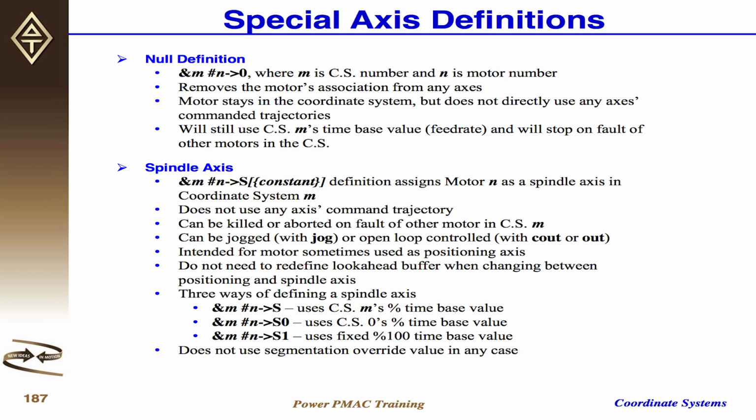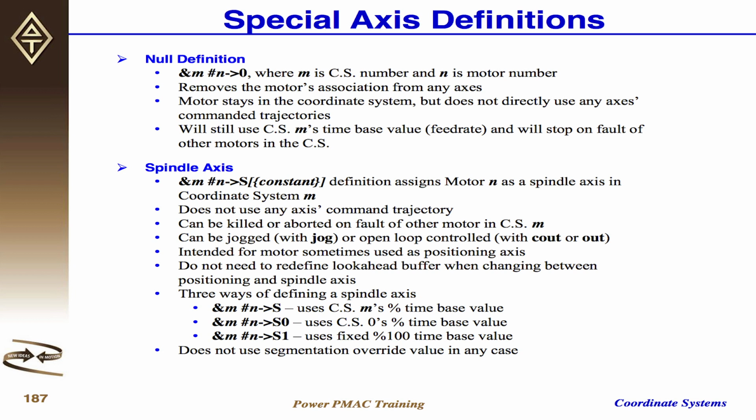You do not use any axis commanded trajectory. It knows it's a spindle. It will still be killed on a fault if you encounter a fault on the coordinate system, and you can jog the motor, or you can use an open loop command with out or C out. But the purpose of it is for you to have the motor in the coordinate system, so you can sometimes use it if you want to move to a specific spot, but generally speaking, it's doing its own thing, so to speak. You don't need to redefine a look-ahead buffer when changing between spindle units versus axis units. PMAC is equipped to handle that.